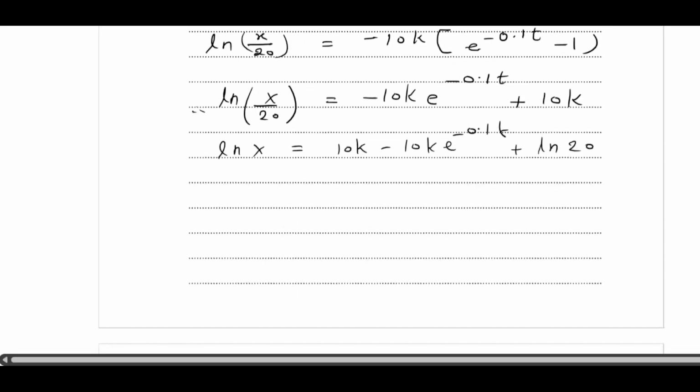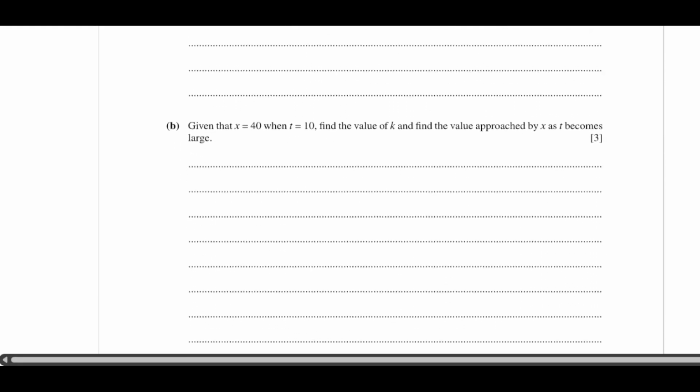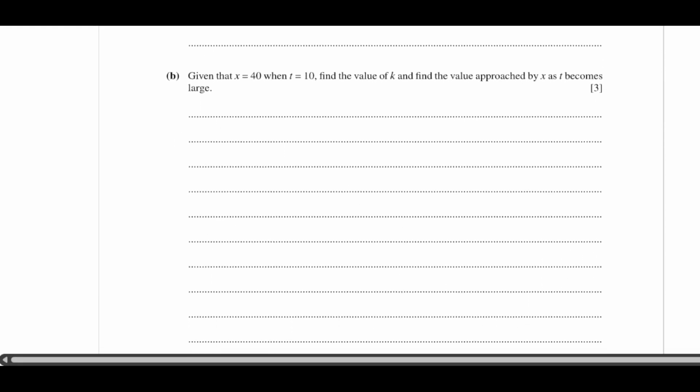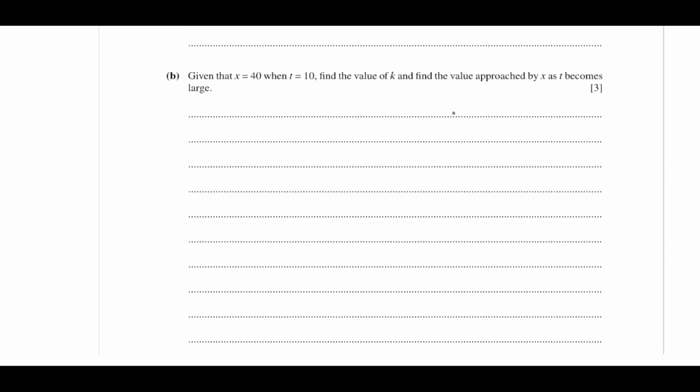Okay, now let us move to the second part of the question. Given that x is 40 when t is 10, find the value of k and find the value that x approaches as t becomes large. Okay, fine. So it is given that x is 40 when t is 10.